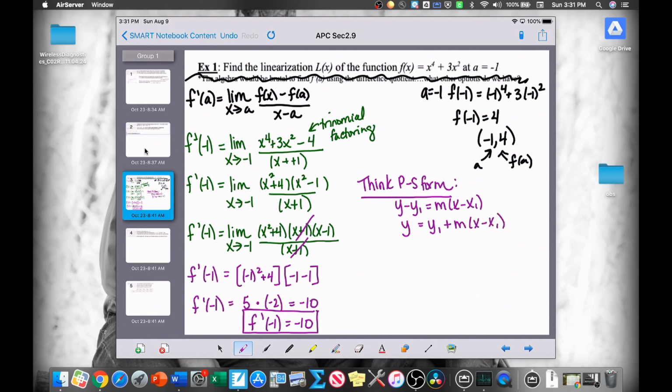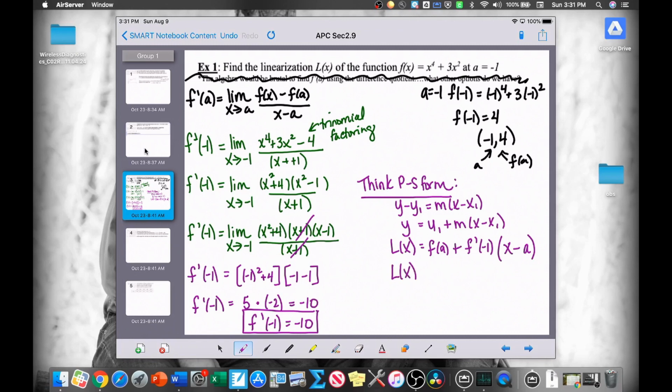But when we think in terms of the tangent line at a point on a curve, our linear approximation, our L of x, is going to be equal to the y value of our ordered pair, which in this case is our f of a, which we know is going to be 4, plus our slope, which is our f prime of negative 1, times our x minus our a value. So here is the point slope form version of our linear approximation. Now we just have to plug our information in.